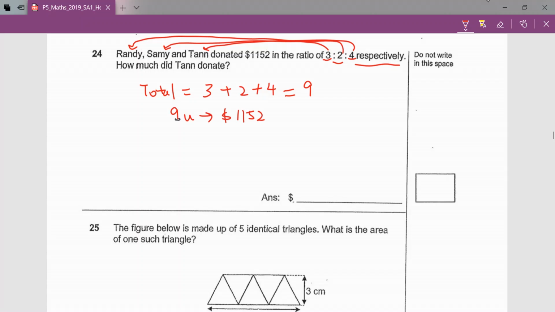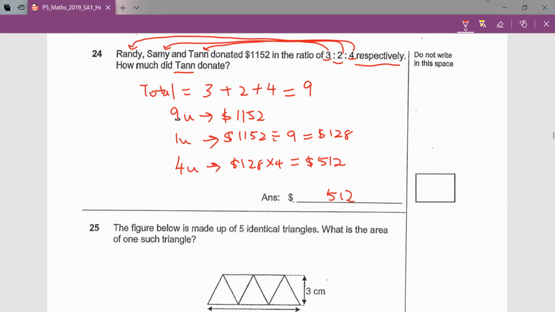9 units represents 1152. 1 unit would therefore be 1152 divided by 9, which will give me 128. How much did Tan donate? Tan is 4 units. Okay, the last one here. So it's 128 times 4, which will give me $512.